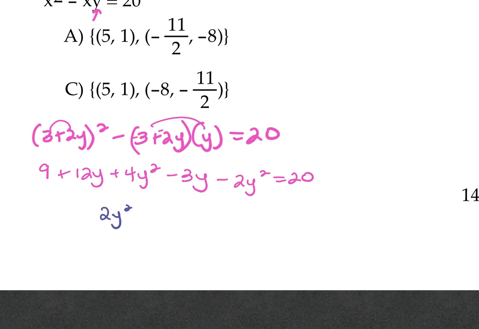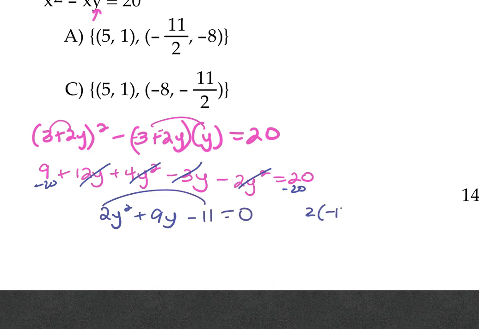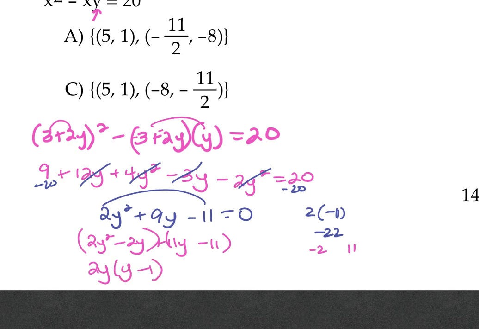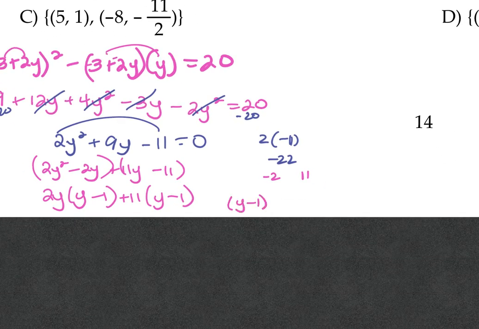I'd end up with 2y squared plus 9y, so that these are gone, subtract that 20, minus 11 equals 0. First times last here, 2 times negative 11 is negative 22. Factors of negative 22 that sum to 9 would be negative 2 and positive 11, so 2y squared minus 2y plus 11y minus 11. Take out a 2y, take out an 11, and I get y minus 1 and 2y plus 11. So the y's equal 1 and negative 11 halves.